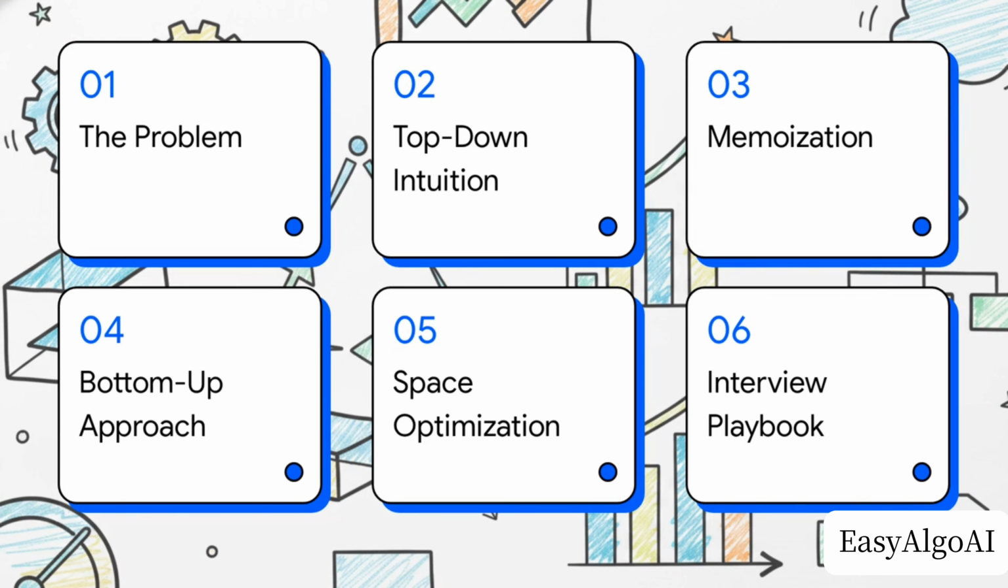So here's our roadmap for today. First, the climbing stairs problem itself. Second, our top-down approach. Third, memoization to save time. Fourth, building it bottom-up. Fifth, the ultimate space optimization. And finally, number 6, the interview playbook. We're following the exact evolution you'd want to use in a real technical interview.